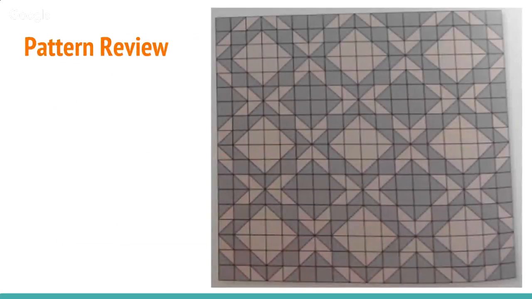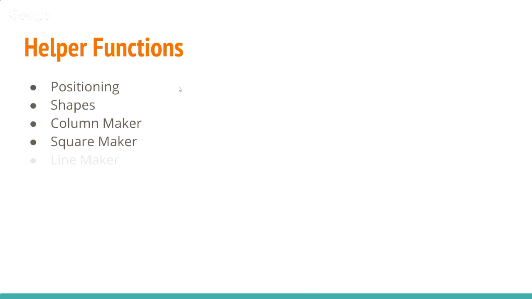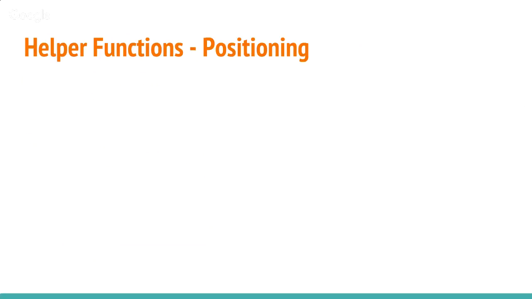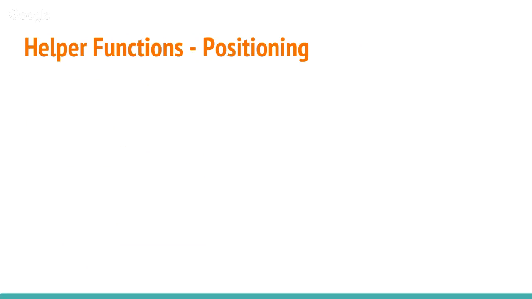So here's my pattern. Ta-da. Just take note of the basic patterns, basically squares and triangles. All right, so helper functions, I've broken them down into 5 categories. The first one being positioning, shapes, column makers, square maker, line maker. I guess those are my 5 categories.